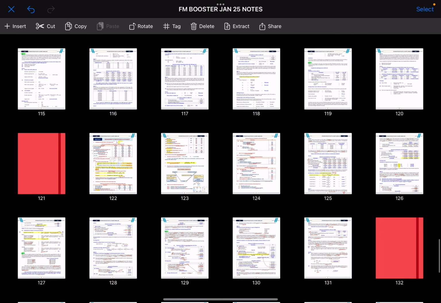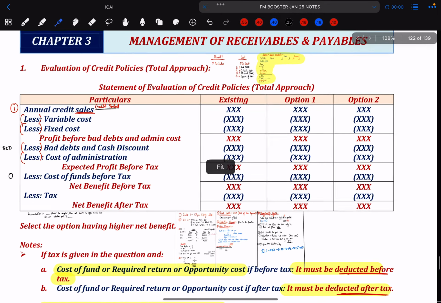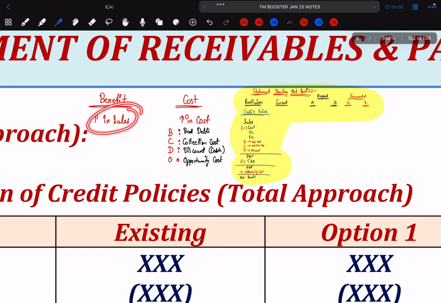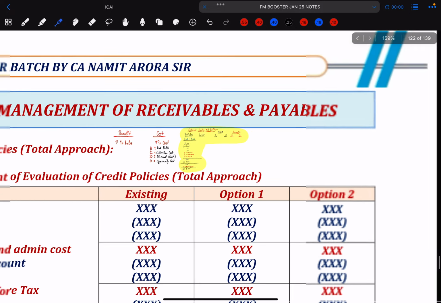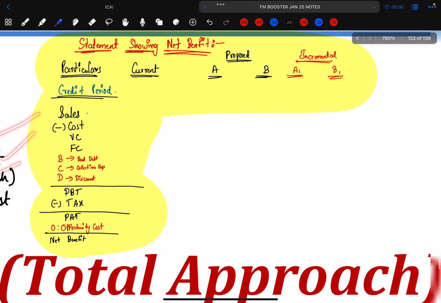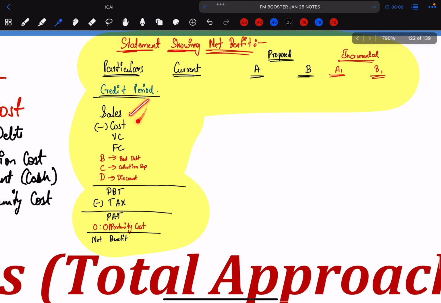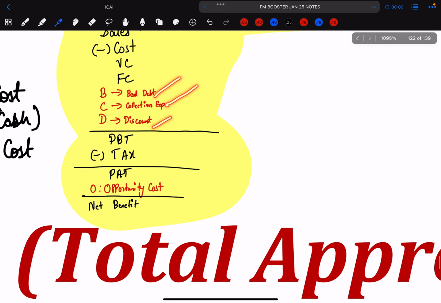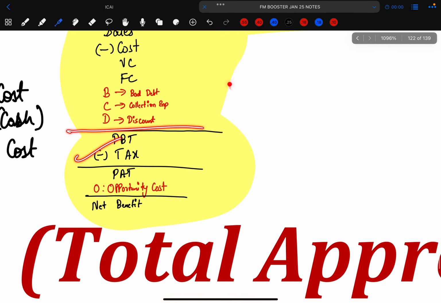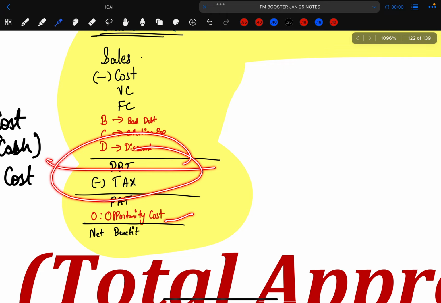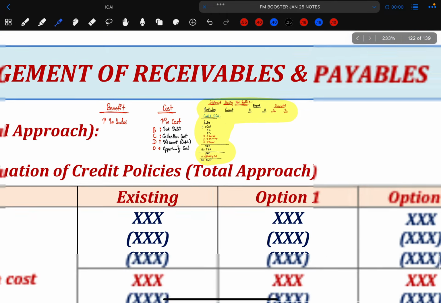Then it comes to receivables. So in receivables, total approach, credit. Whatever benefit you are going to get will increase the sales. So receivables and payables, and whatever the costs are, like BCDO, that is bad debts, collection cost, discount and opportunity cost. Okay, so this is the statement showing net benefit: sales minus cost, that is variable and fixed, and minus bad debts, collection expense and discount, you will get PBT, then decrease tax, and last is opportunity cost. So till this much you will do. Only opportunity cost will be the headache, I mean kind of difficult.